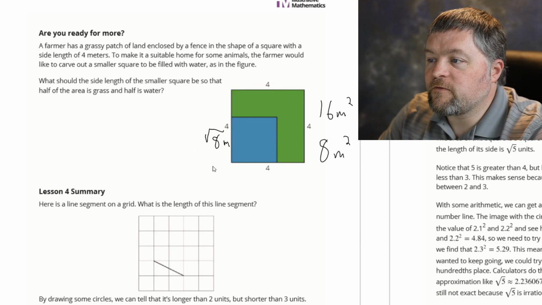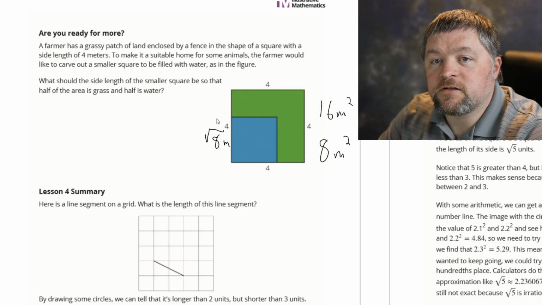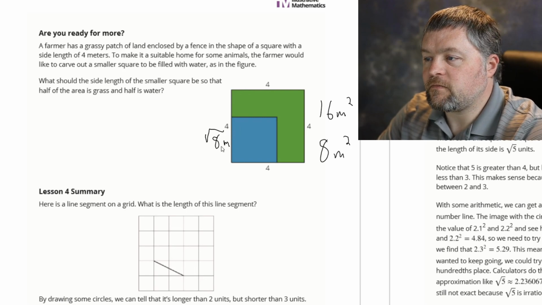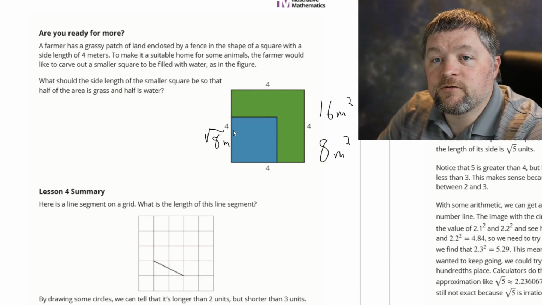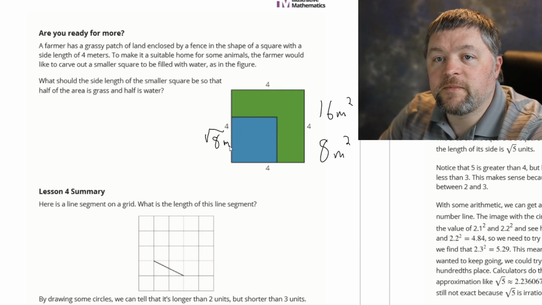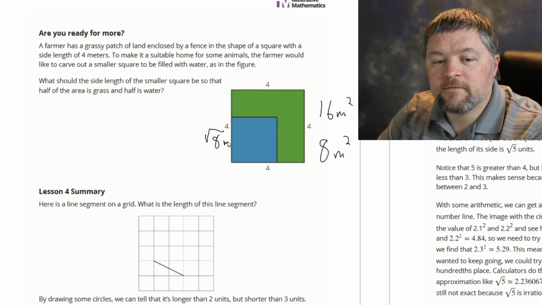The square root of 8 is an irrational number like we've talked about, so there is no exact value. But the square root of 9 is 3, so the square root of 8 will be just a little bit under 3.